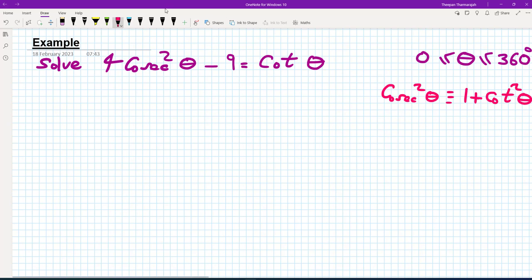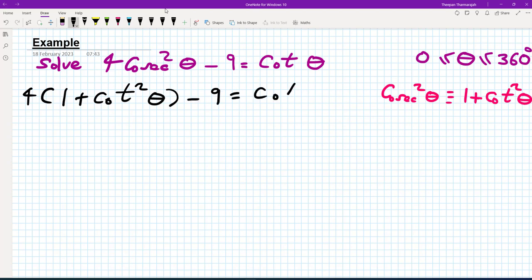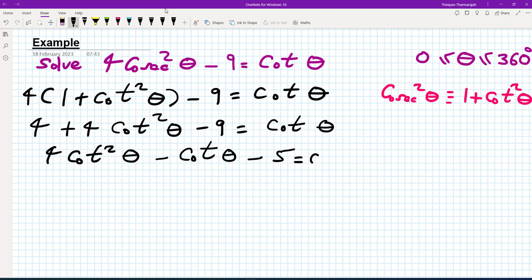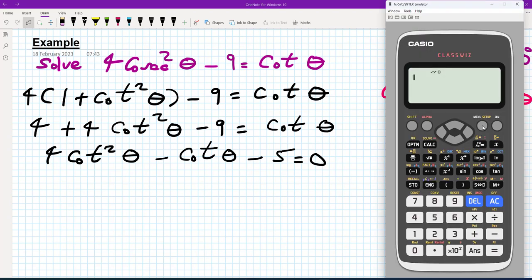And what I'm going to do is use that here. So I'm going to say that's the same as 4 multiplied by 1 plus cot squared theta minus 9 equals cot theta. So we've got 4 plus 4 cot squared theta minus 9 equals cot theta. So what we've got here is 4 cot squared theta minus cot theta minus 5 equals 0.